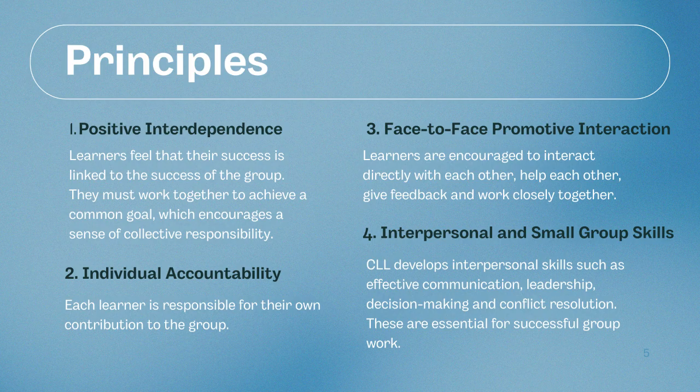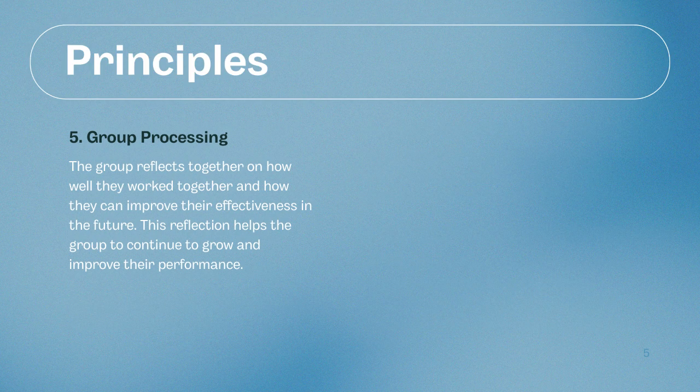Number four, interpersonal and small group skills. Cooperative language learning develops interpersonal skills such as effective communication, leadership, decision making, and conflict resolution. These are essential for successful group work. Number five is group processing. The group reflects together on how well they work together and how they can improve their effectiveness in the future. This reflection helps the group to continue to grow and improve their performance.